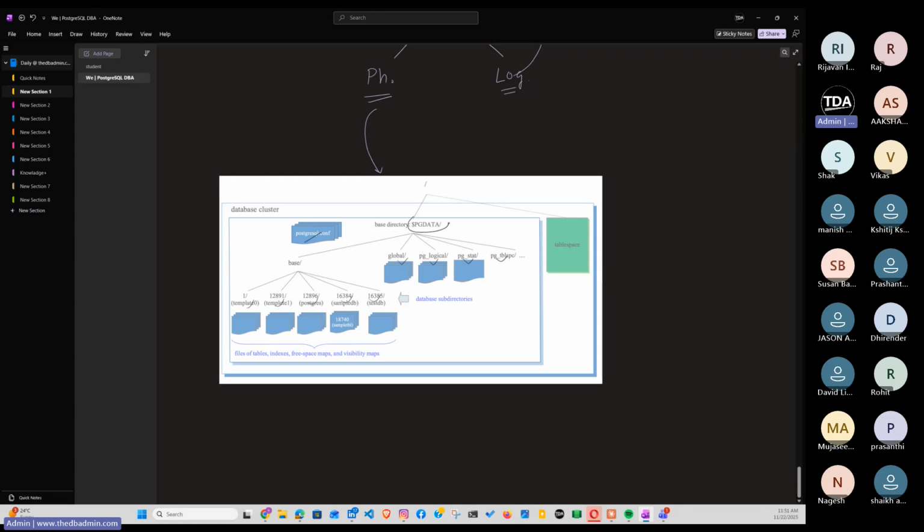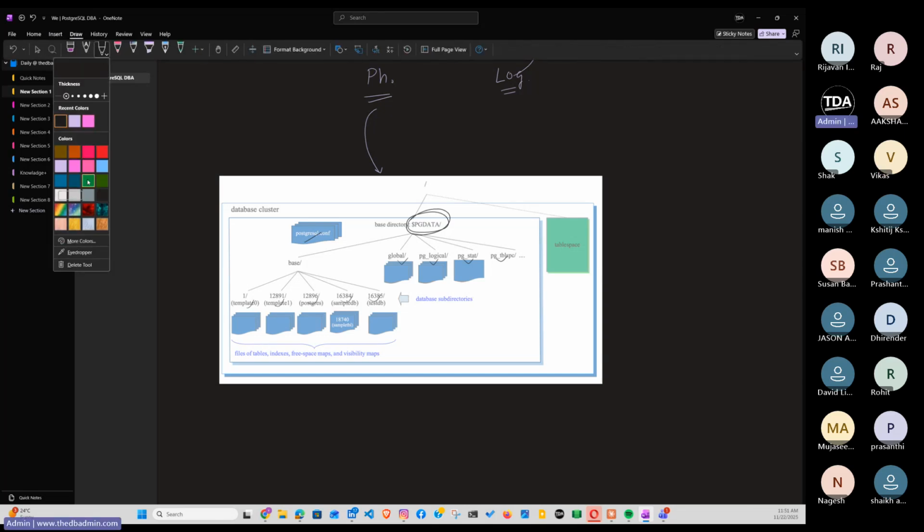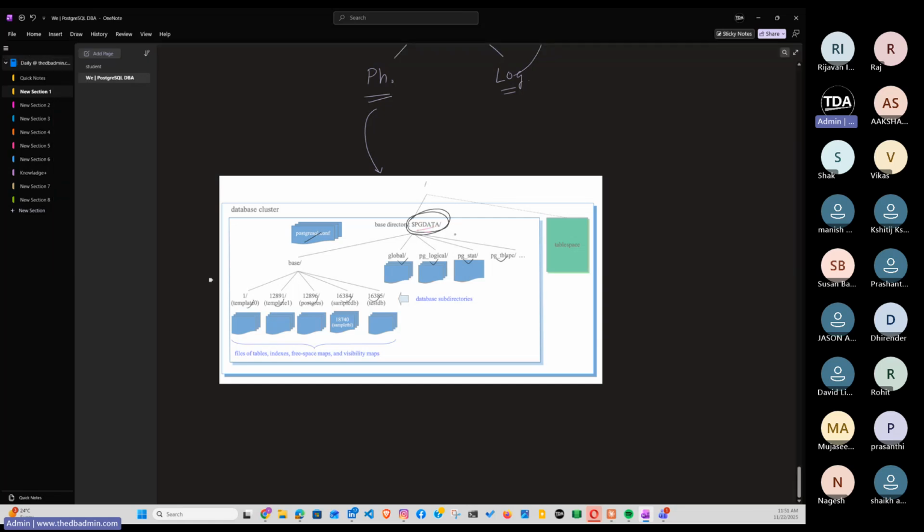What does this mean? Anyone understand this? It's an environment variable. Very good. It is an environment variable. So whenever you install Postgres, by default, it refers to the base directory as PGDATA. I will practically show you on the screen also.